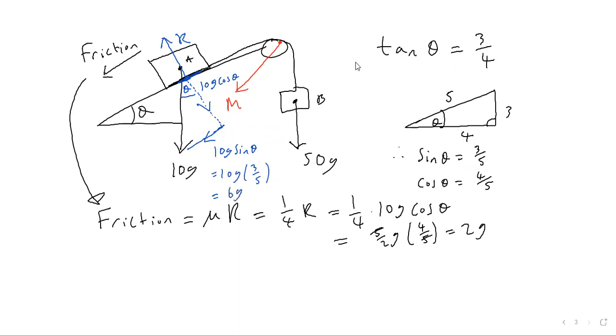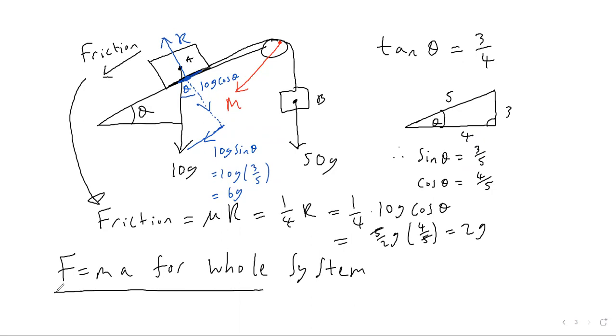So when we do F equals ma, let's look at F equals ma for the whole system. We're going to do F equals ma for the entire system of connected particles. So what is our driving force driving the entire connected particles downwards? Well, that's the 50g. So that's our driving force. What are our resisting forces? What are the resisting forces opposing the connected particles?